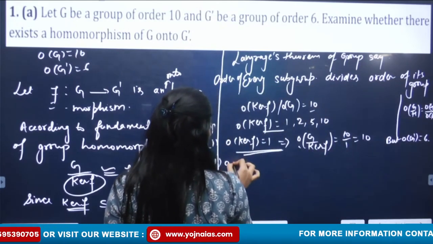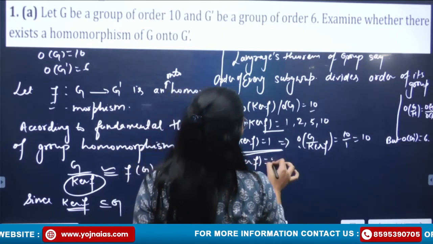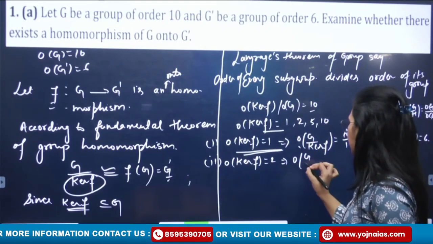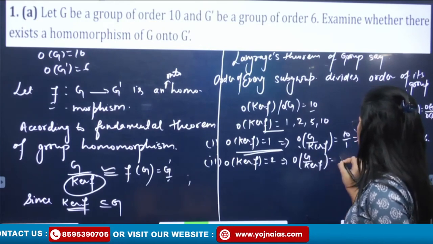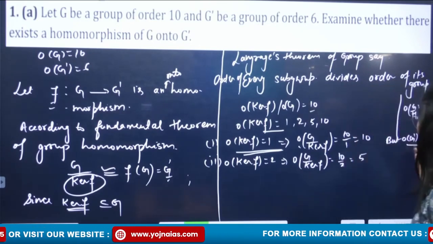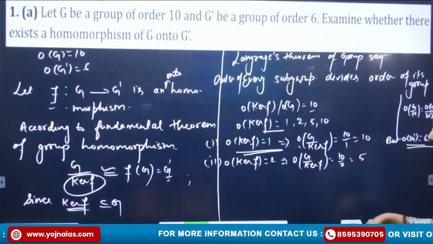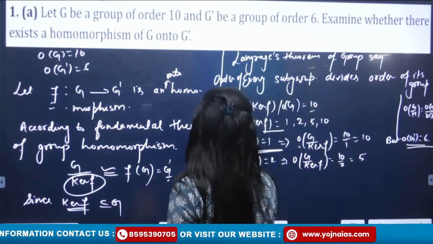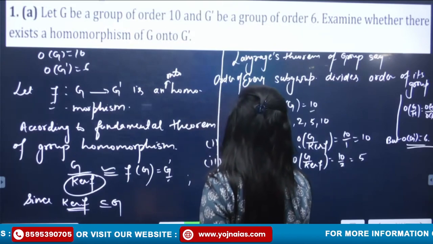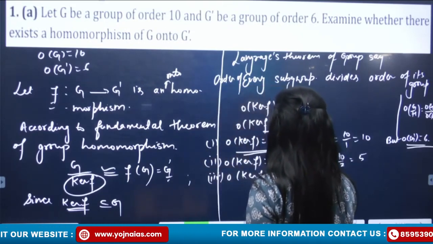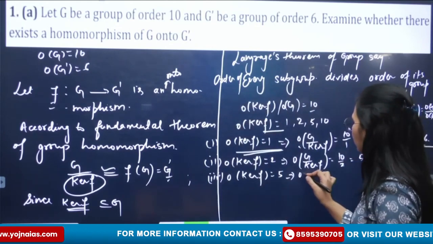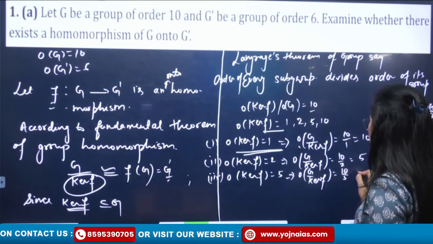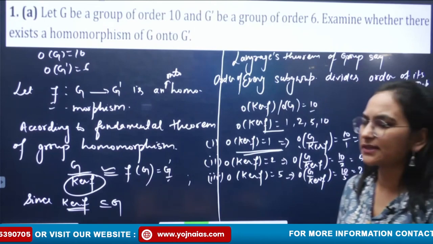Second, there is a chance that the order of kernel of f is equal to 2. As soon as the order of kernel of f turns out to be 2, the order of G by kernel of f becomes 10 by 2, that is 5. But the order of G dash is 6, and here it is 5, so both of them cannot be isomorphic. Third case: the order of kernel of f is equal to 5. Then the order of G by kernel of f is going to be 10 by 5, that is 2. But again the order of G dash is 6, and this is not possible.